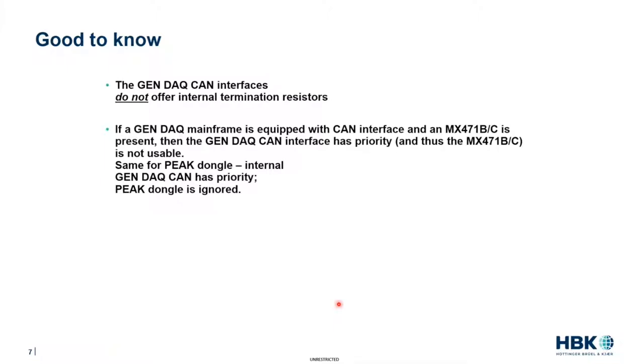But don't worry, you can connect your MX471 to the internal CAN interface, and then you can use it as before. The Peak dongle, which we offer as a one-channel solution, is not working anymore if you have the integrated CAN interface, because we needed to set some priorities. So the internal four-channel CAN won. It is a factory-installed option, so you have to order it with your mainframe. If you want to order it afterwards, there are more options. You can send us back your mainframe, or our field service comes to you on site and does the installation.